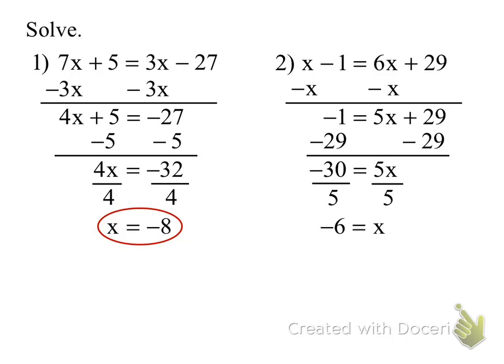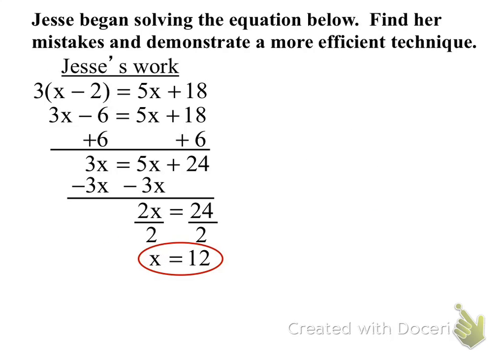Okay, how many people feel like more? Can anybody tell me, take a minute, talk with your table partner, and see if you can find the mistake that Jesse made.